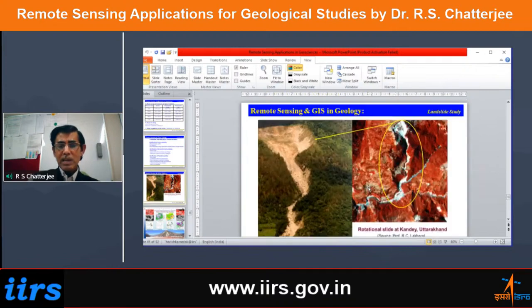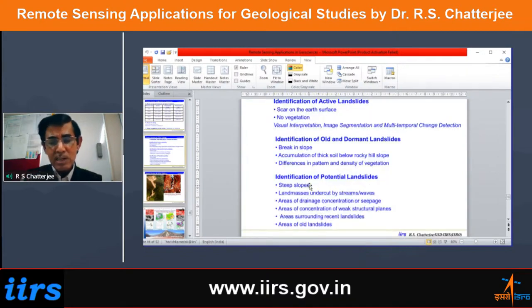Now, for identification of potential landslide areas, these are some of the important factors. There is a set of factors that you have to study individually, then integrate by data integration techniques. Here, the topographic slope is important. Then stream undercut, then drainage concentration where the seepage is more, then the concentration of weak planes like lineaments and fractures, see it? Then active landslides in and around that area, or old landslides.